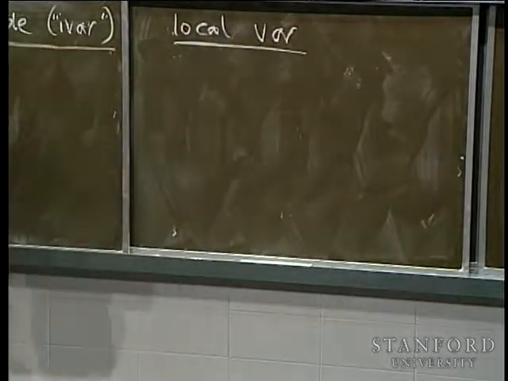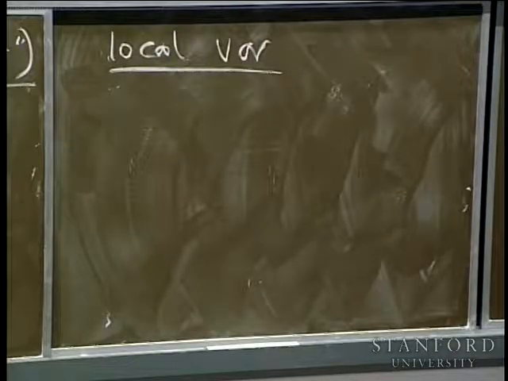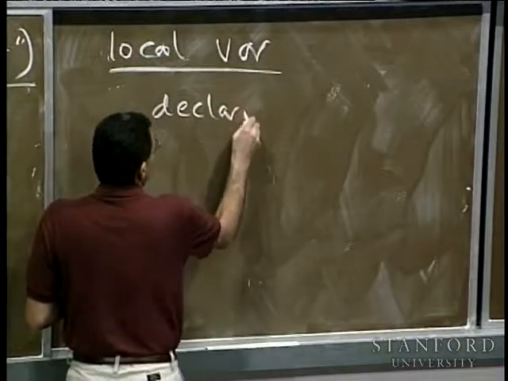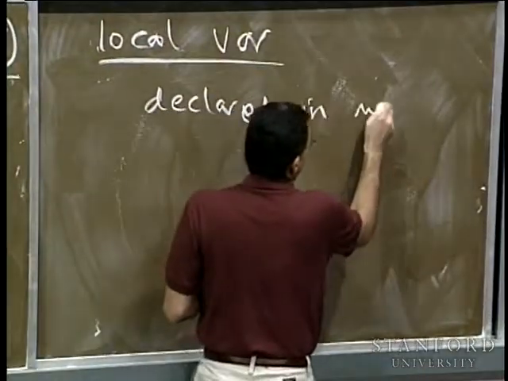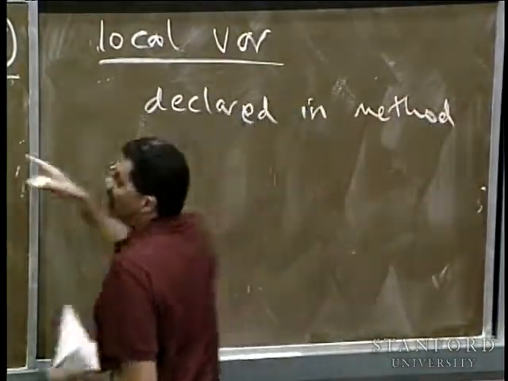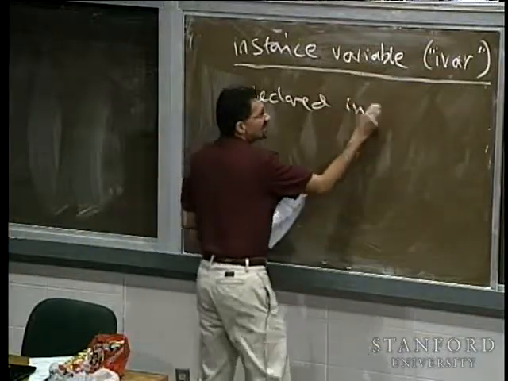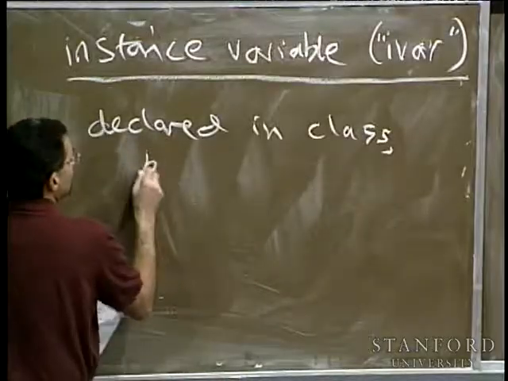We don't call local variables LVARs. We just call them locals. And instance variables are IVARs. So local variable, as we talked about, is declared in a method. Okay? Instance variables are declared in a class, but not a method.